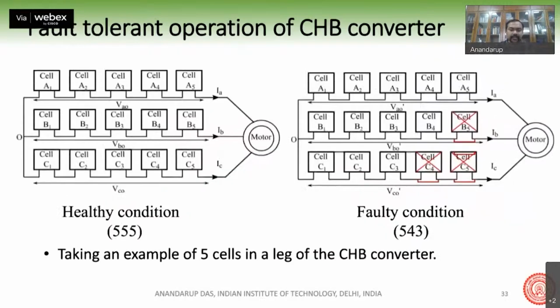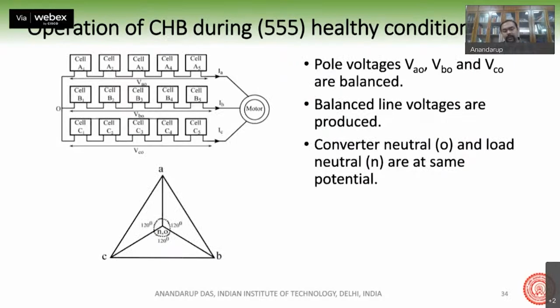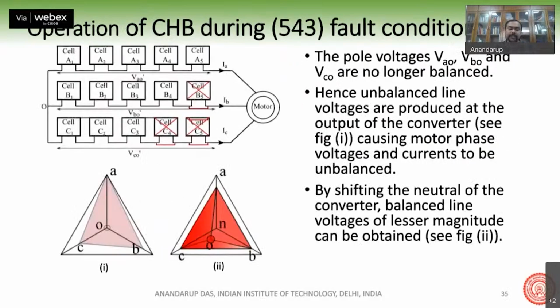Suppose there are 5 cells per phase and it is operating healthy, then we denote it by 555. When it is faulty, suppose there is one faulty cell in B phase and 2 faulty cells in C phase, then we say it is 543. The phase voltages become unbalanced at that point, but the line voltages can be made balanced by shifting the neutral of the converter. Of course, the balanced line voltages have lesser magnitude as compared to the original case.